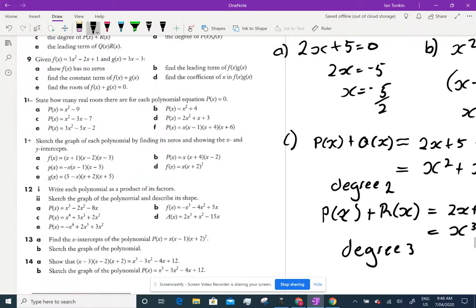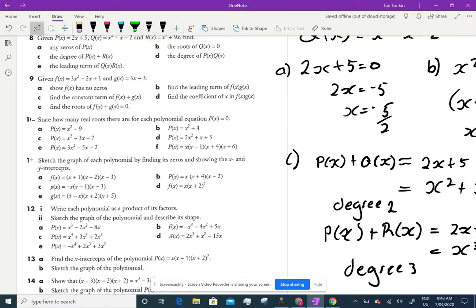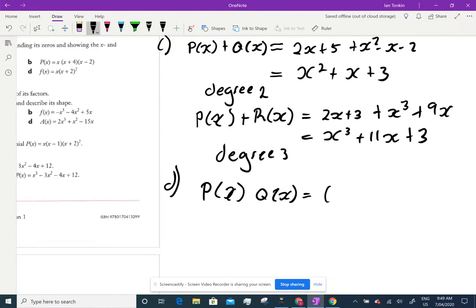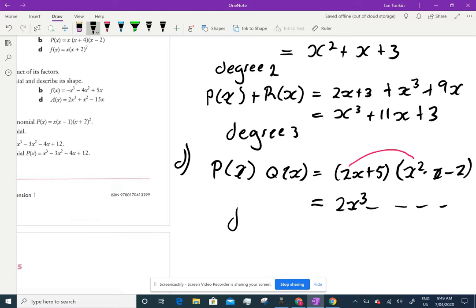But when I multiply them, the degree of p of x times q of x. Well, that gives me 2x plus 5 times x squared minus x minus 2. Now, I don't have to do the whole multiplication. I just need to look here. Those two terms will give the highest power of x. I'm going to get 2x cubed, and a whole lot of other things. So it also has a degree of 3.